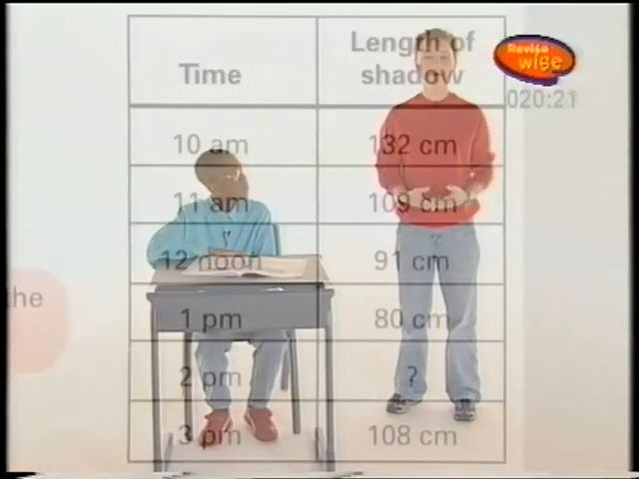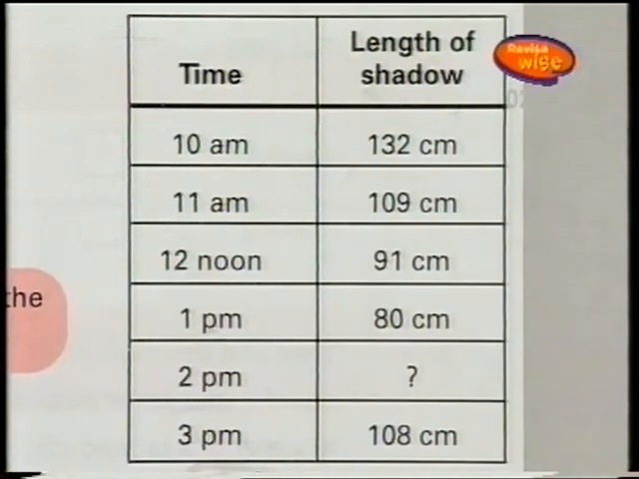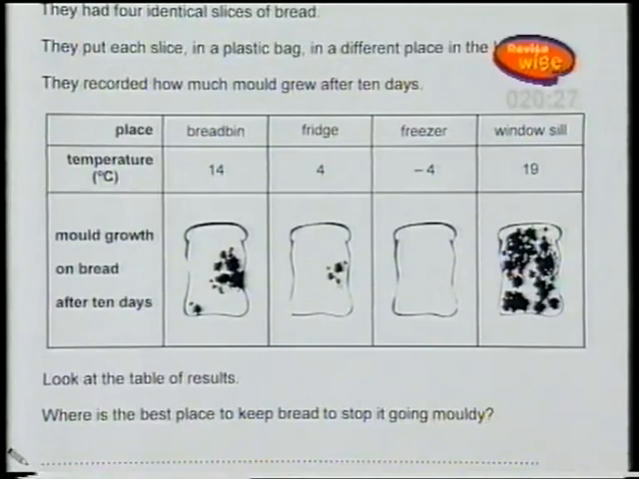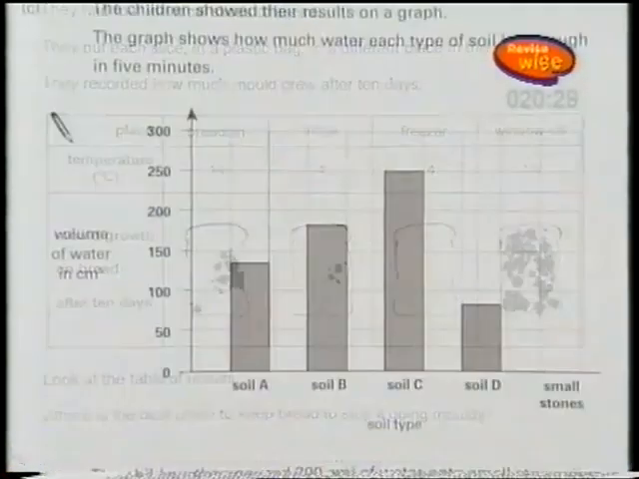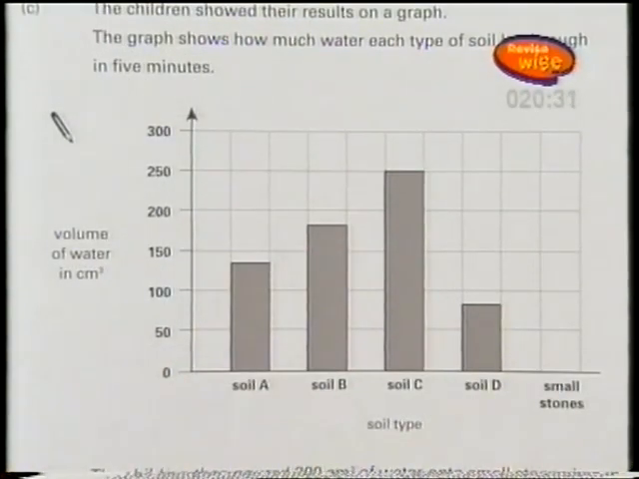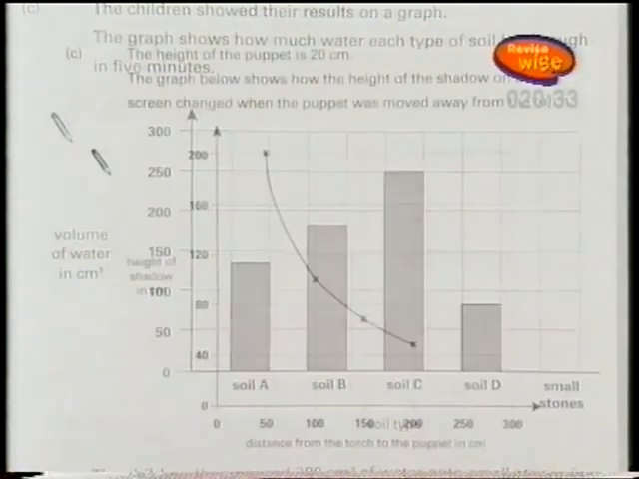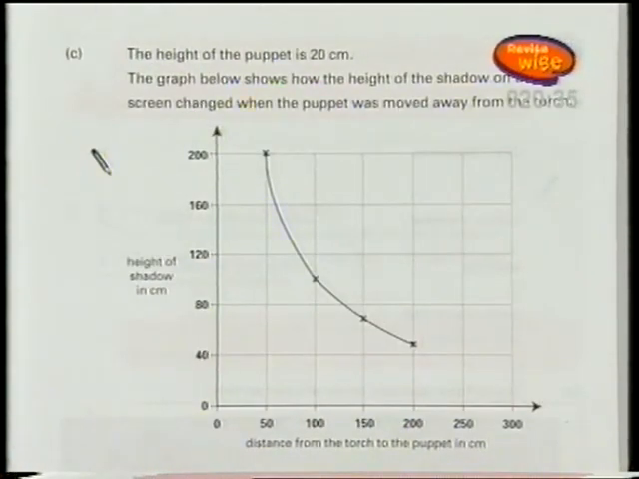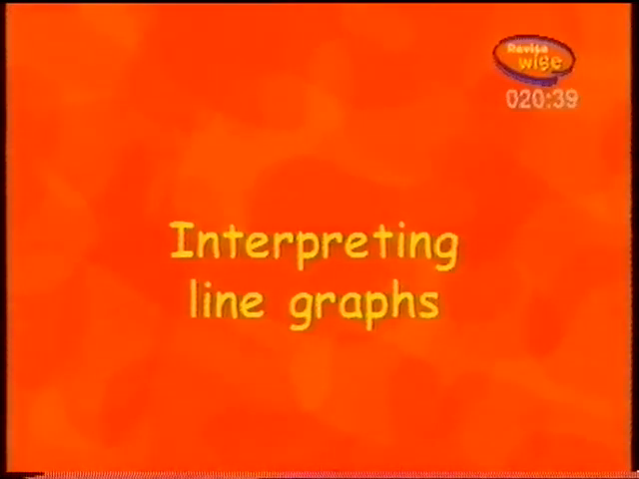Well, they could be in tables like this. Sometimes the tables also have pictures like this. Bar charts like this. Or line graphs like this. A line graph tells you a story about what's happening.